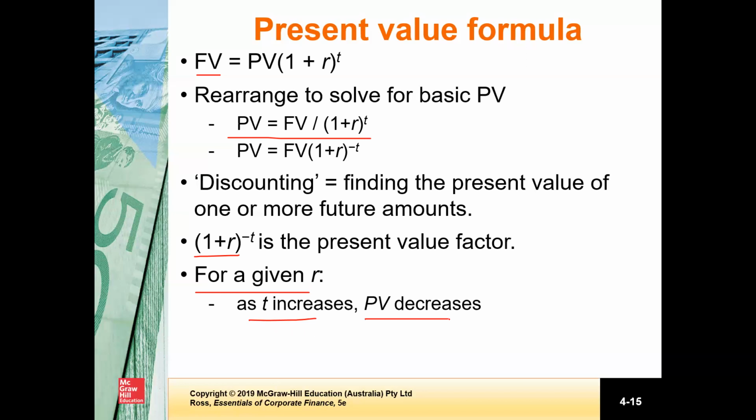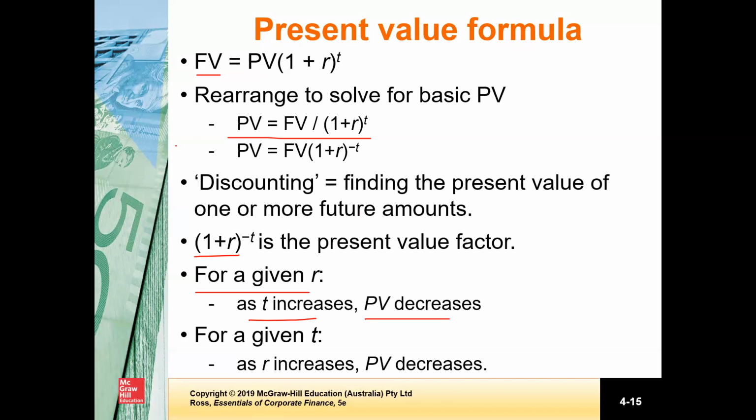So look, you have to understand this point. T means what? T means time period. And if T increases, it means that the future value is at a long distance in the future. Okay, that's why the present value will be lower. And for a given T, if R increases, present value also decreases, because R is the discount rate, and as the discount rate increases, the present value also decreases.